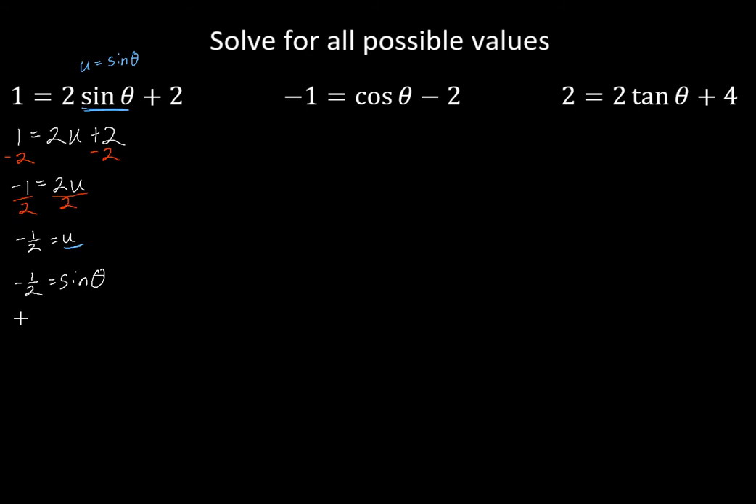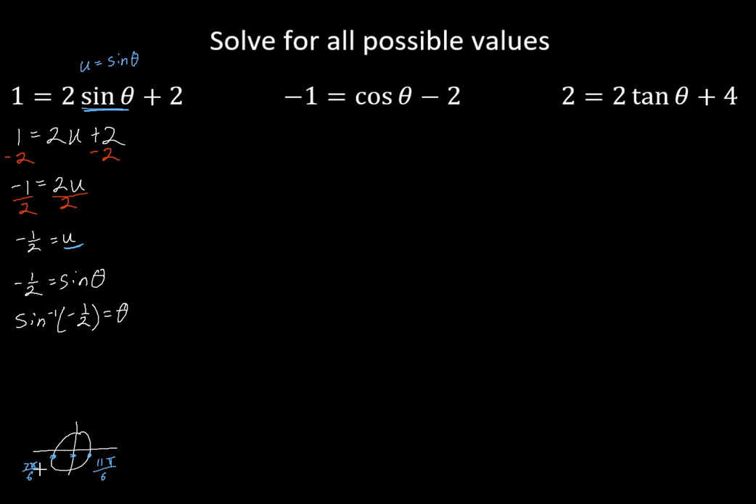So the way we solve this is by taking the inverse sine of both sides. And now the question is, when does sine of theta equal negative 1/2? Well, I know that sine of theta is the y value on the unit circle. So here's negative 1/2 there and there, at 11 pi over 6 and at 7 pi over 6.